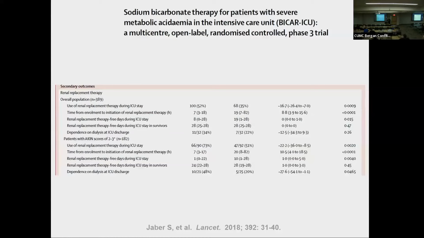Here's a renal replacement therapy. Again, lower in the group if they started with an acute kidney injury and got bicarb, compared to those that got the usual fluid. Not lower in the overall population.